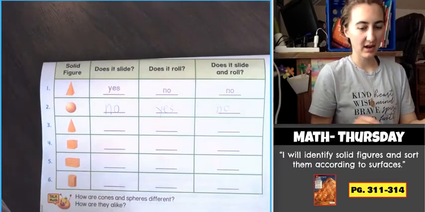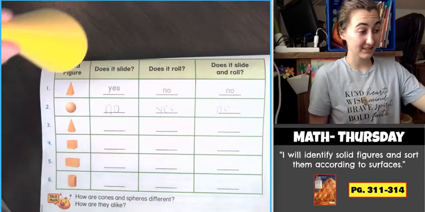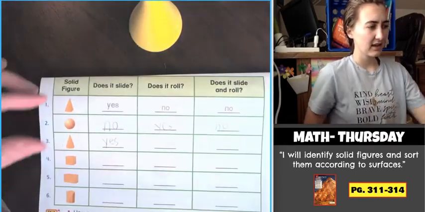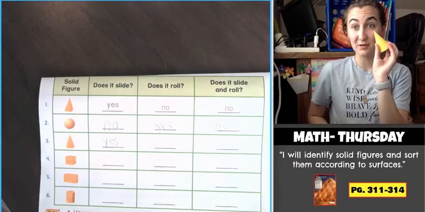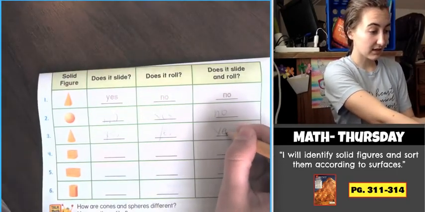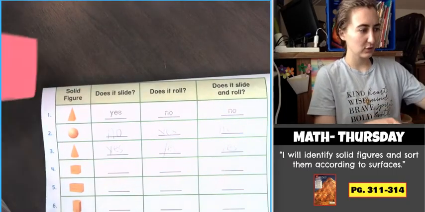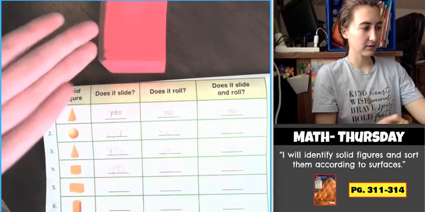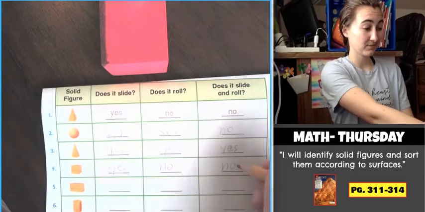All right, our next one is our cone. Our cone does have a flat surface, so it does slide. I'm gonna write yes. Does it roll? Look at that, it does too, because it has a rounded surface as well. So a cone does both. How about a cube? Does a cube slide? Yep, it has a flat surface. Does it roll? No, it doesn't have a rounded face. Does it do both? Nope.